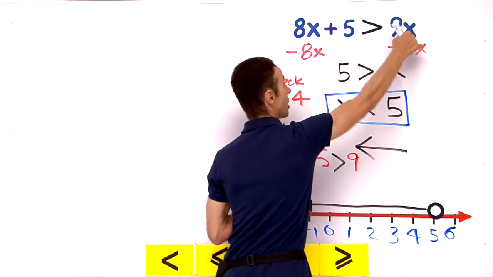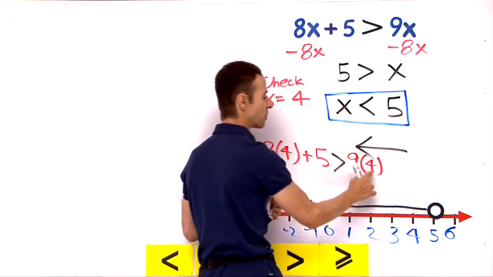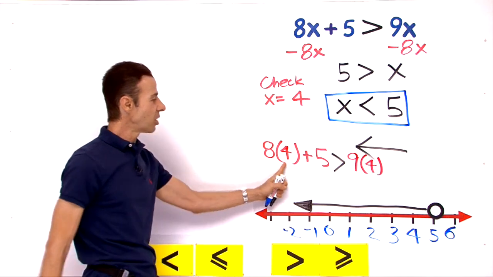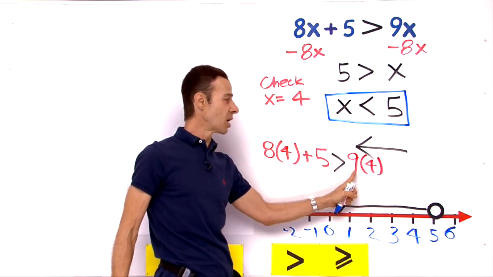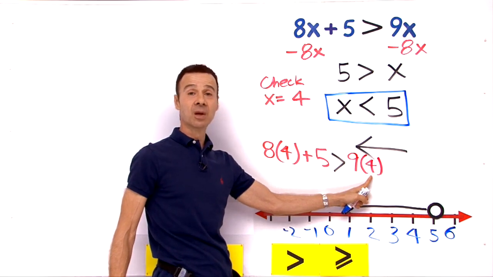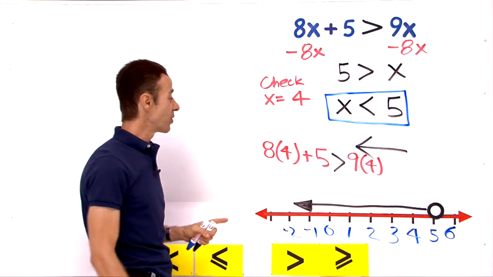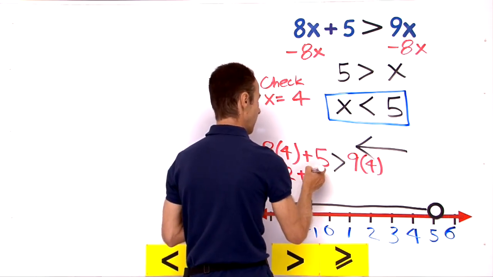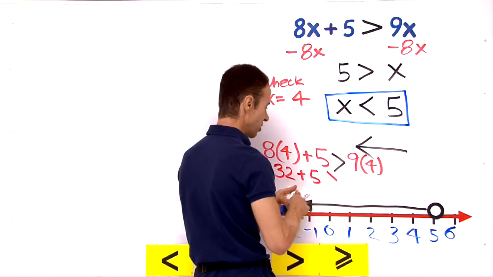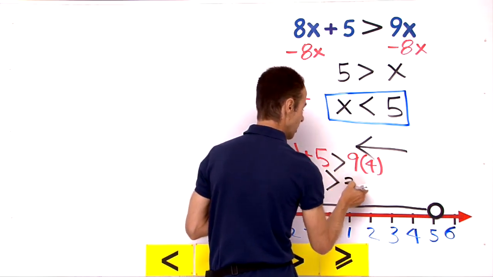There's our 9 times x. There's our x. X equals 4. I put brackets there to represent multiplication. So it's 8 times 4 plus 5 should be greater than 9 times 4. Let's see if that's true. Let's see if it checks out. So we got 8 times 4, that's going to be 32 plus 5, and that should be greater than 9 times 4, which is 36.